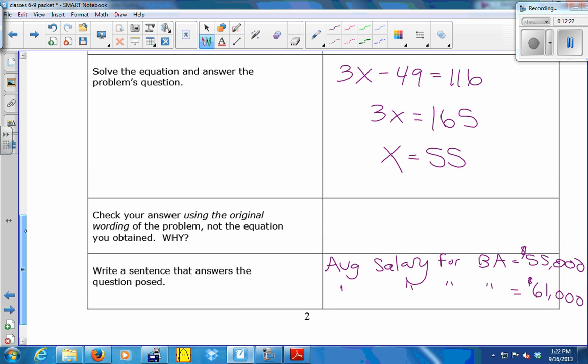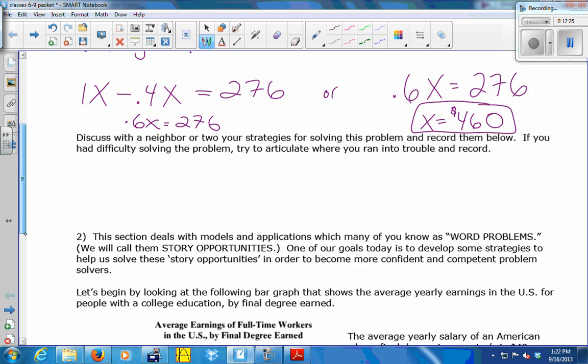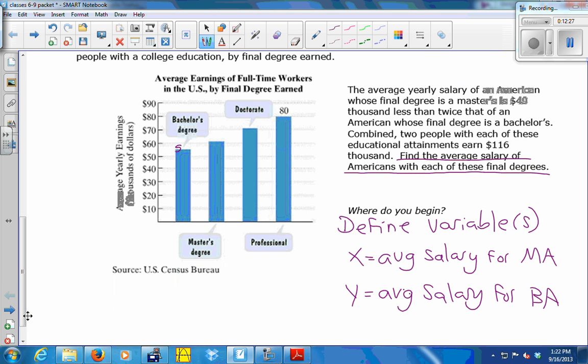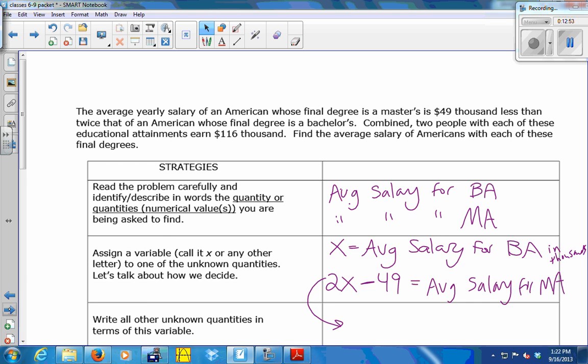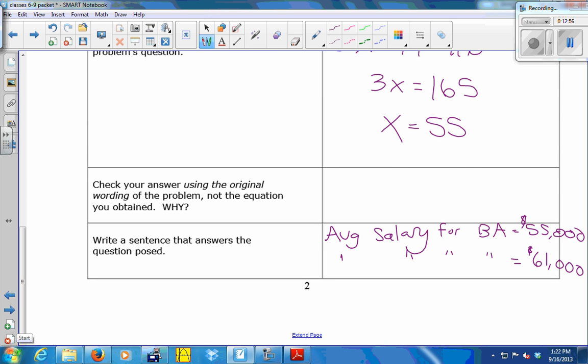They agree pretty well with the bar graph. Yeah, I forgot about the bar graph. 55, yeah, and 61. Yep. And let's see, the master's degree is 49,000 less than twice that of someone with a bachelor's. So let's just do twice someone with a bachelor's. 2 times 55 minus 49. Yeah, that gives you 61. Okay, good. Checks out.